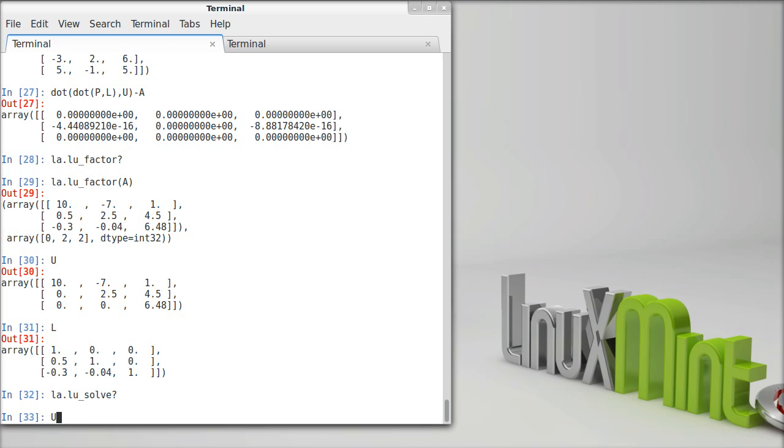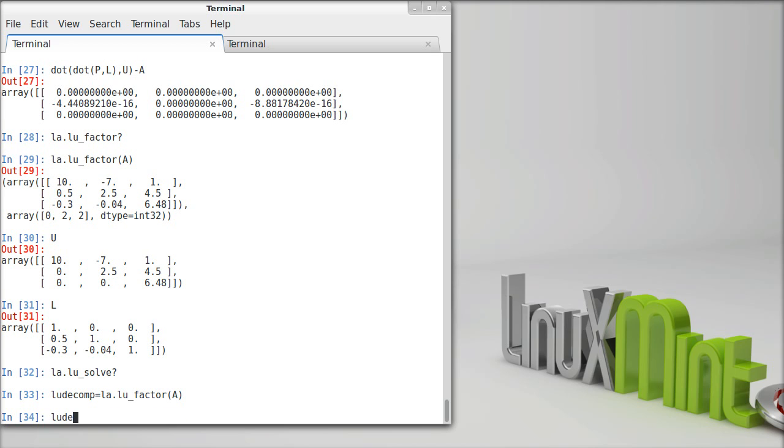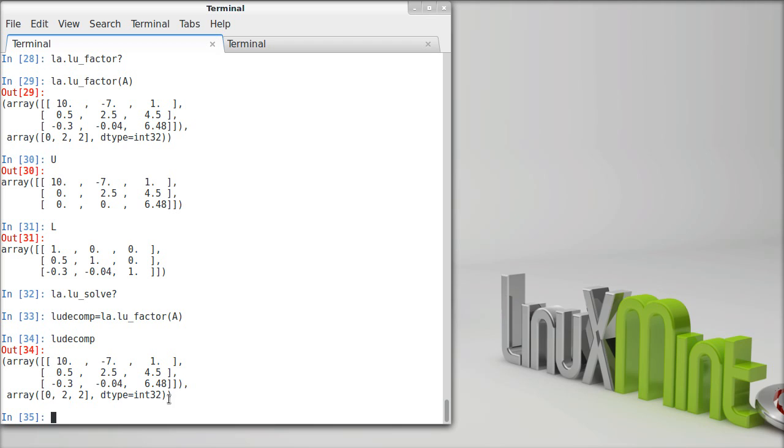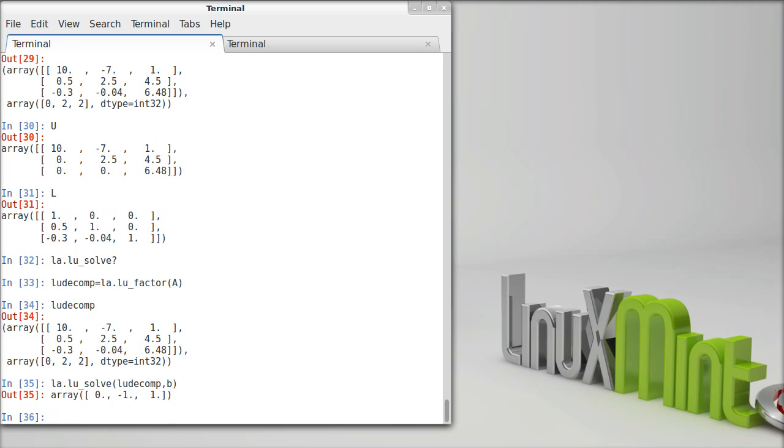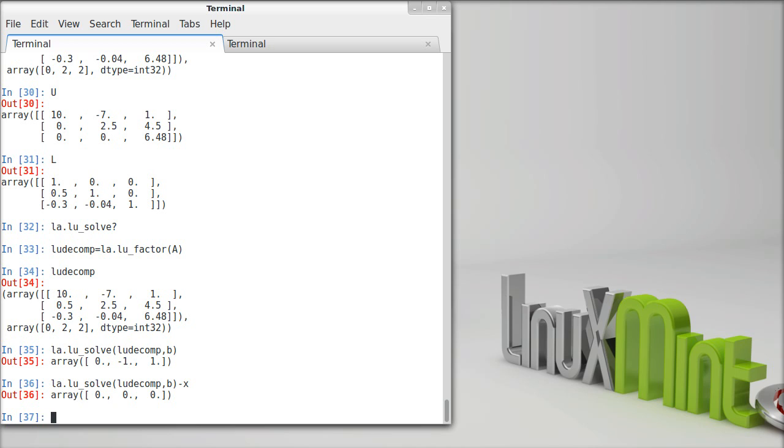So what we should probably do is go back, save this. I'll call this LU decomp. Okay, that's the LU decomposition. It stores it again in a tuple, as we can see because of the parentheses around it, exactly the format that's required. So now we can do LU solve. We feed in exactly that thing that was given to us, B, and lo and behold, we get the same answer back. Okay, that's the X that we found before.